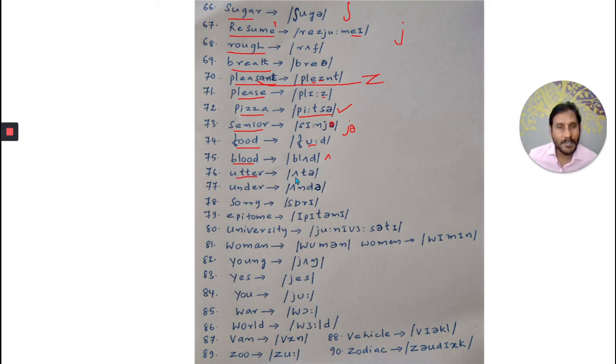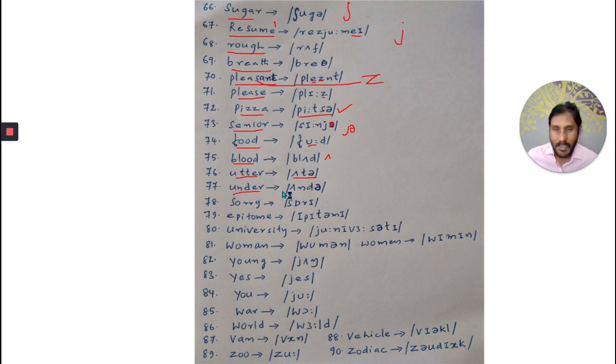U-double-T-E-R. Utter. You utter a word. You should utter words according to phonetic rules and symbols. You cannot deviate from the rules. People say you have to utter. Utter means say properly. There are five letters, but only three symbols.